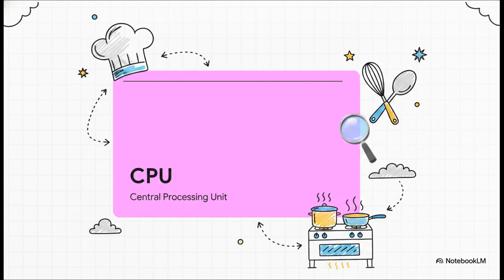First up is the CPU, the central processing unit. In our kitchen, the CPU is the absolute head chef. It stands right in the middle of the room, executing all the main orders, shouting out commands, and handling the most complex calculations. Basically, if the CPU is slow, the whole kitchen grinds to a halt.